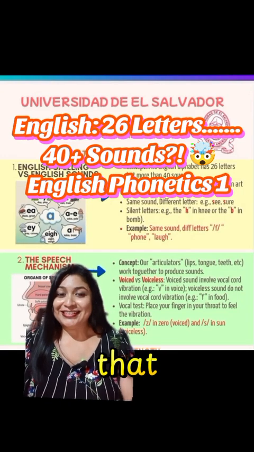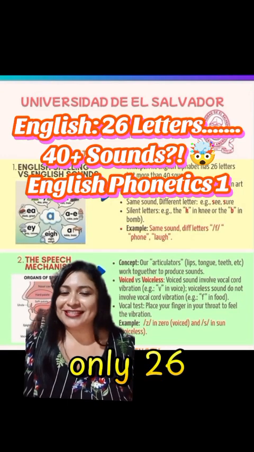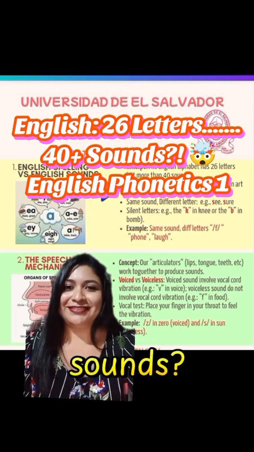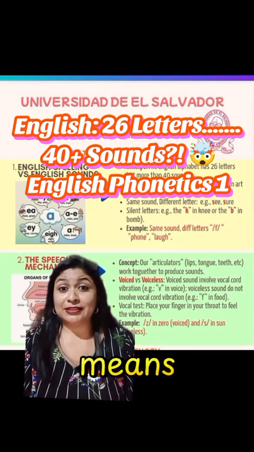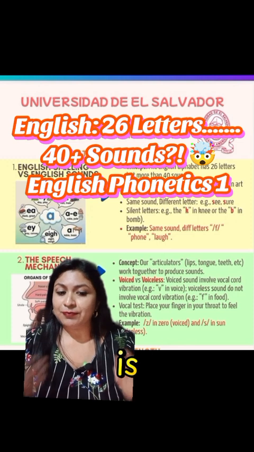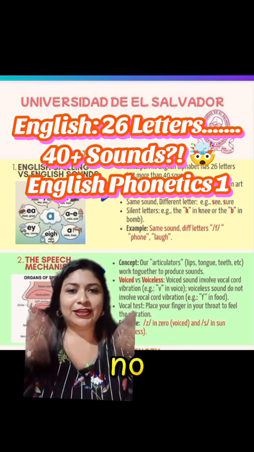Do you know that English has only 26 letters but more than 40 different sounds? That means that sometimes you can know exactly how a word is spelled and still have no idea how to pronounce it.